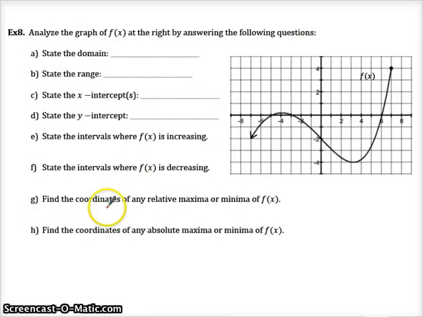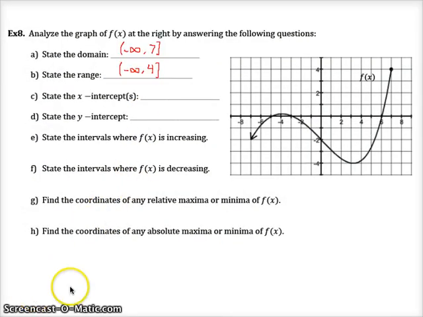Okay, so state the domain, state the range. I'll do those, trying to save time. I don't think there's anything to worry about in those. State the x-intercepts. Okay, we haven't done this yet. X-intercepts, of course, are places where the graph crosses the x-axis. And it seems like there's an x-intercept here, here, and here.